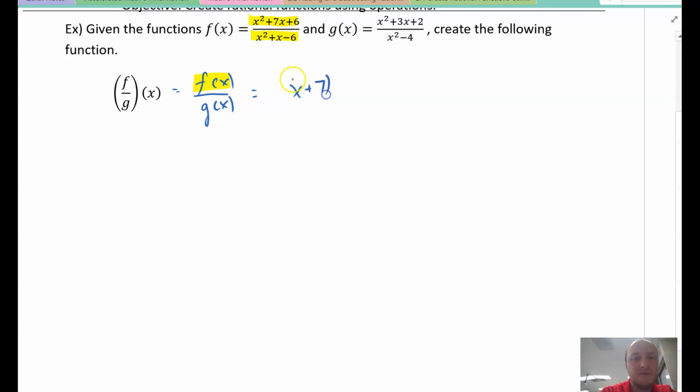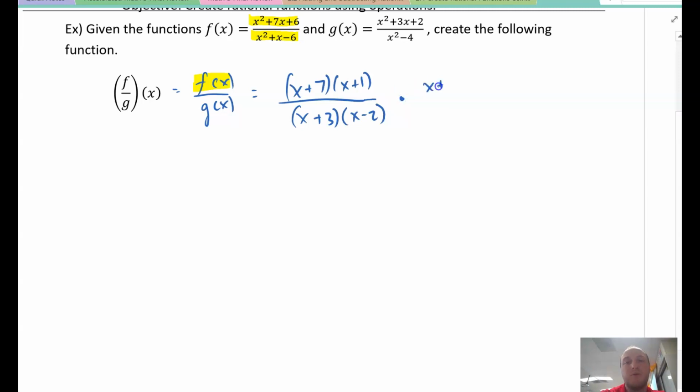x plus 7, x plus 1 over x plus 3, x minus 2, it looks like. Now I could write division and copy this down, but in order to save some time, you guys know what to do. When we divide, what do we do? That's right, we multiply by the reciprocal.